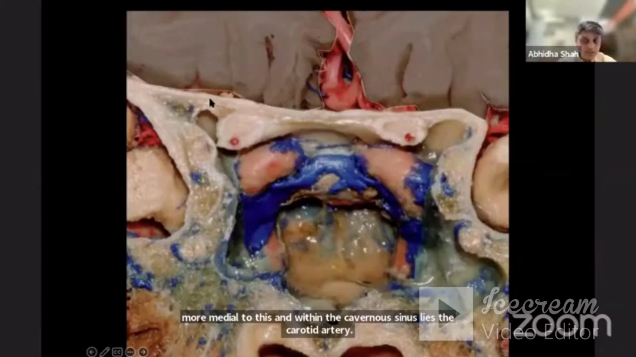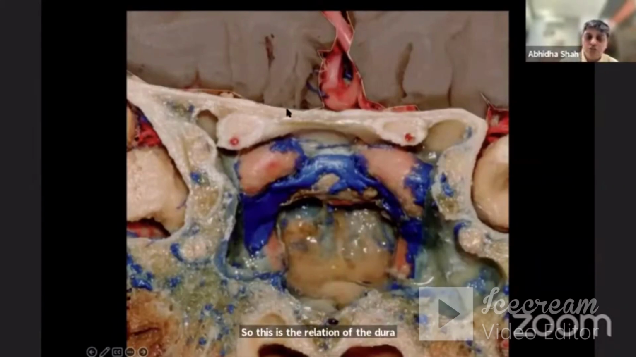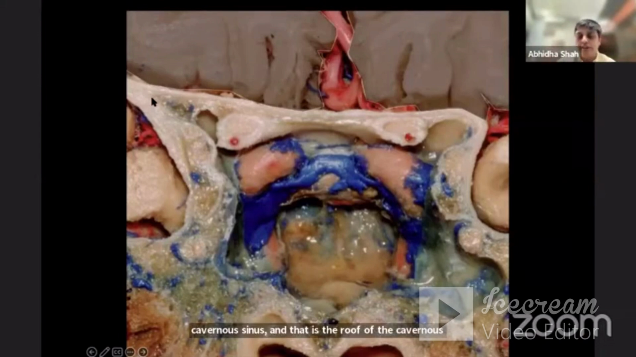And as someone was asking about the roof of the cavernous sinus, the roof of the cavernous sinus is a continuation of this dura that is on the planum sphenoidale and the tuberculum sellae. It actually runs laterally and curves downwards when it forms the inner wall of the lateral wall of the cavernous sinus, and that is the roof of the cavernous sinus. And within it, there are folds of the clinoidal ligaments, as I will show you in further images.